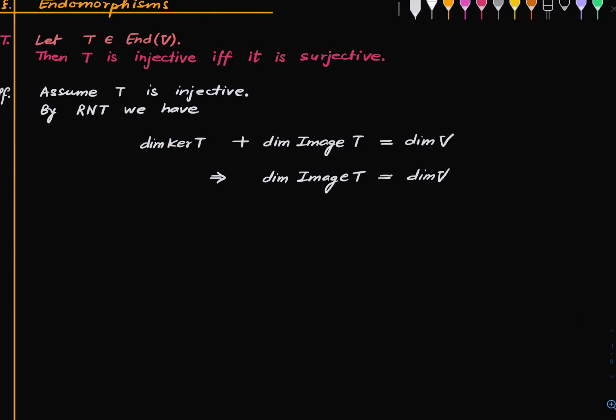Since image T is contained in V, after all, the target of T is V as well as the domain, this implies that image T must be equal to V. And you can just reverse this reasoning. Suppose you assume that T were surjective, then this would be equal to the dimension of V, and this would cancel out, and therefore the dimension of the kernel would be 0, which means that the kernel is trivial. So that's it. There's a very simple proof of a very interesting result.